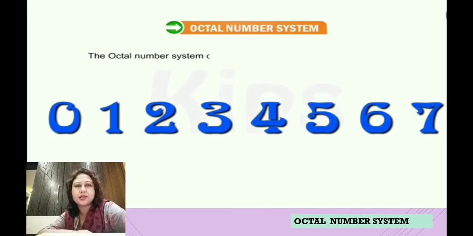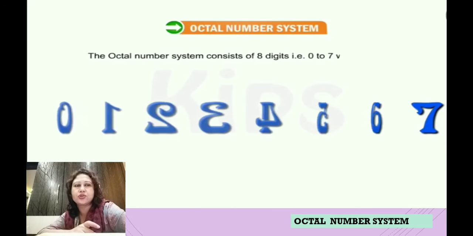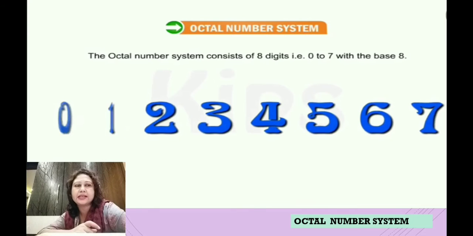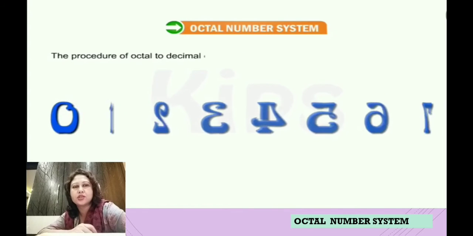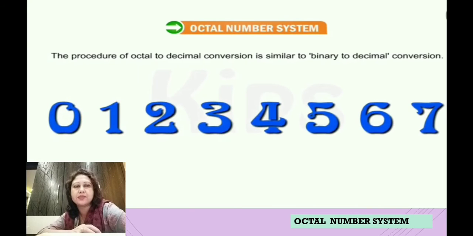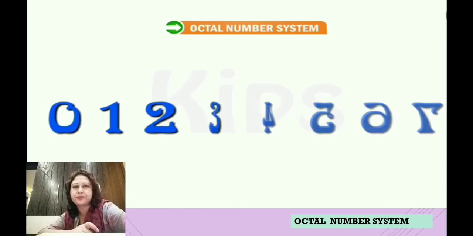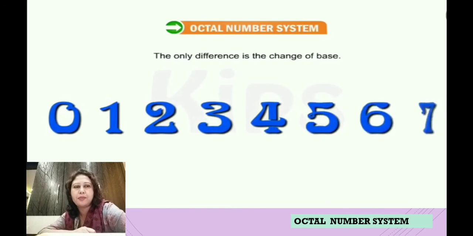The octal number system consists of 8 digits, that is from 0 to 7, with the base as 8. The procedure of octal to decimal number conversion is similar to binary to decimal conversion. The only difference is the change of base. Okay, so this is all about your octal number system. Let's go to the next topic.